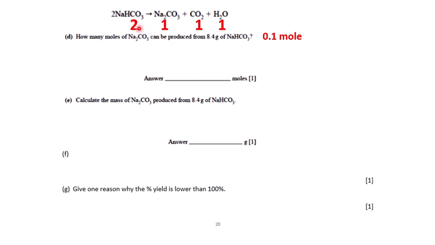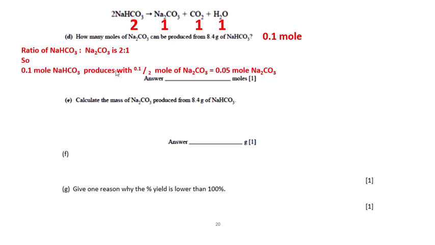Well, that's where we use our ratio. And our ratio, as you can see there, is 2 to 1. So our ratio of NaHCO3 to sodium carbonate is 2 to 1. So that means if we've got 0.1 mole, if we're going from 2 to 1, so from 8 to 4, 16 to 8, 32 to 16, we're halving it each time. So what we do is 0.1 over 2, which is 0.05 mole of this. So 2 to 1 ratio, divide that by 2, 0.05 mole of sodium carbonate. And there's our next mark.